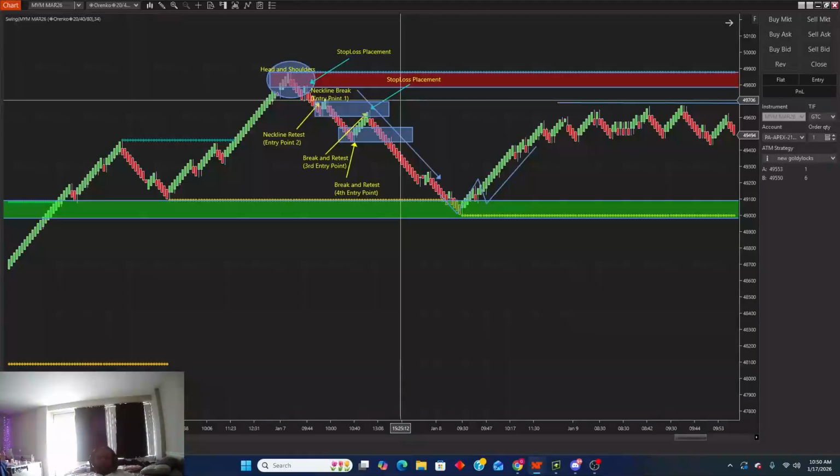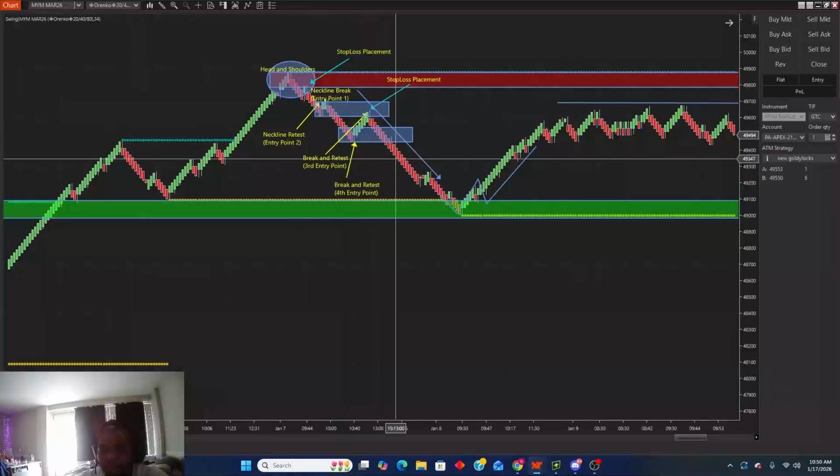So, I hope this makes it a lot easier for you as far as entry placements, how to get in. This is a sell.